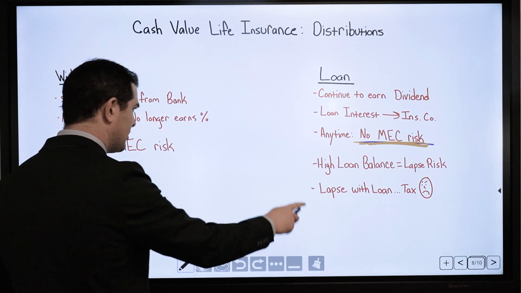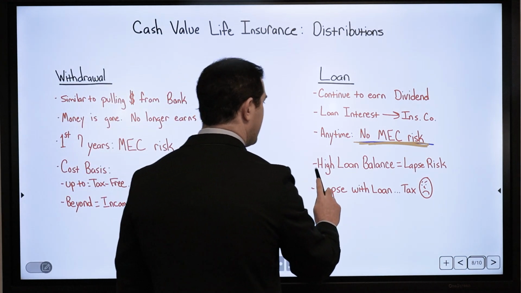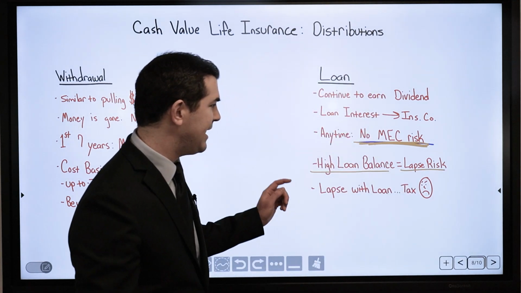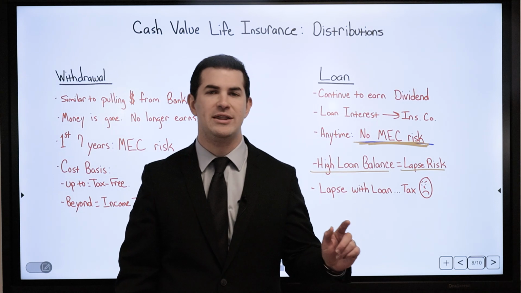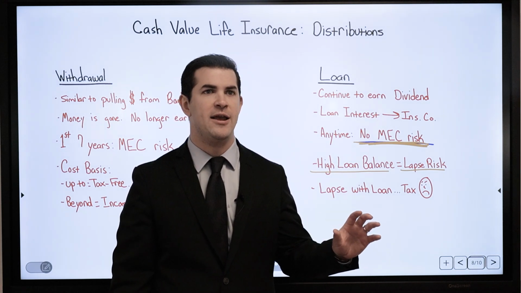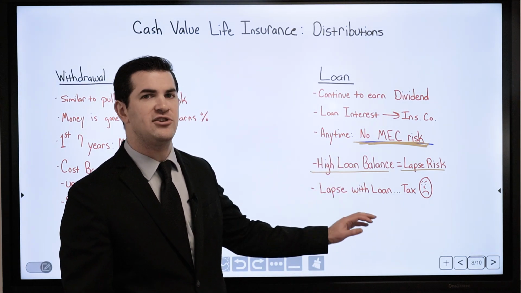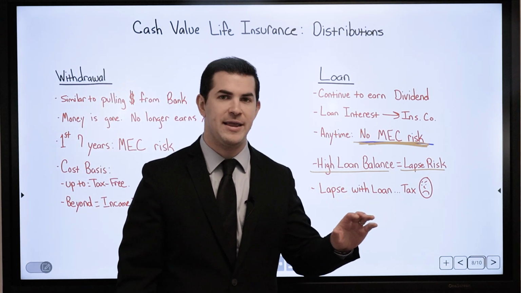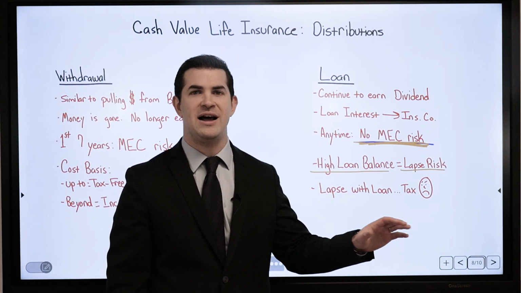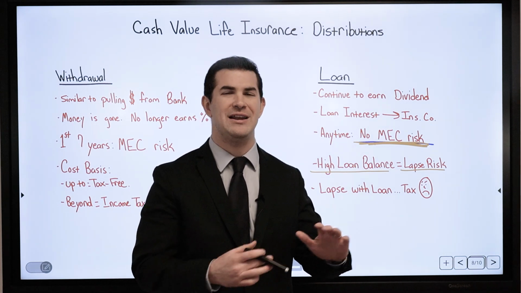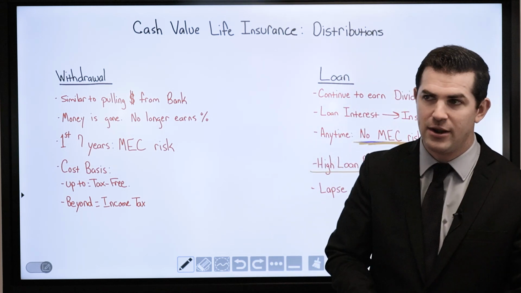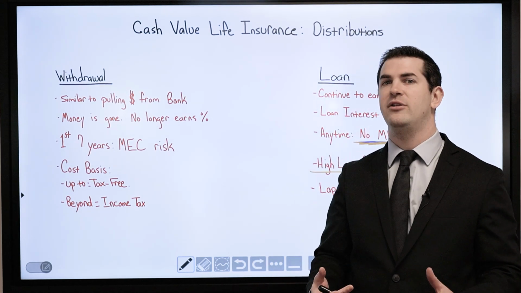Now, another thing, we're going to go into this in more detail in the next video. A high loan balance can equate to a lapse risk. And if a policy lapses with a loan on it, we can be in for an unpleasant surprise down the road, specifically talking about income taxation. This has happened a lot historically with IULs. You don't see it as much with whole life insurance, but it can happen. So that is a risk to be aware of. We're going to go into this in more detail in the next video.